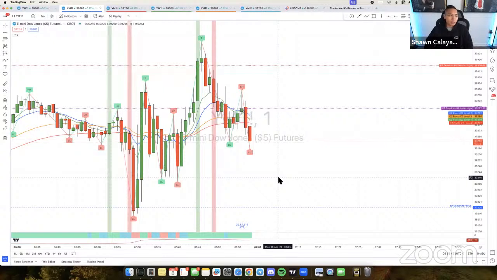Because I'm currently on NinjaTrader, YM June 24, and it's looking fine on my TradingView. It looks fine here, and then on my other screen over here with my TradeObey, it's at YMM4 and it looks fine too.